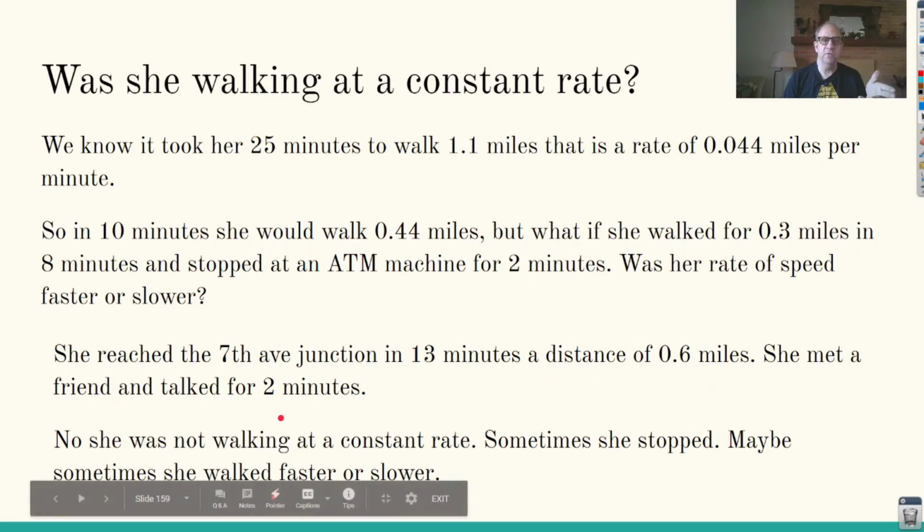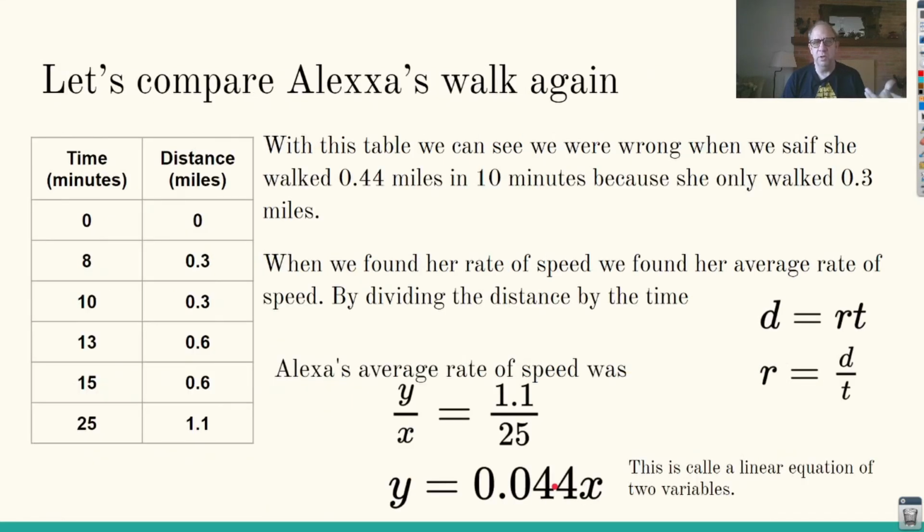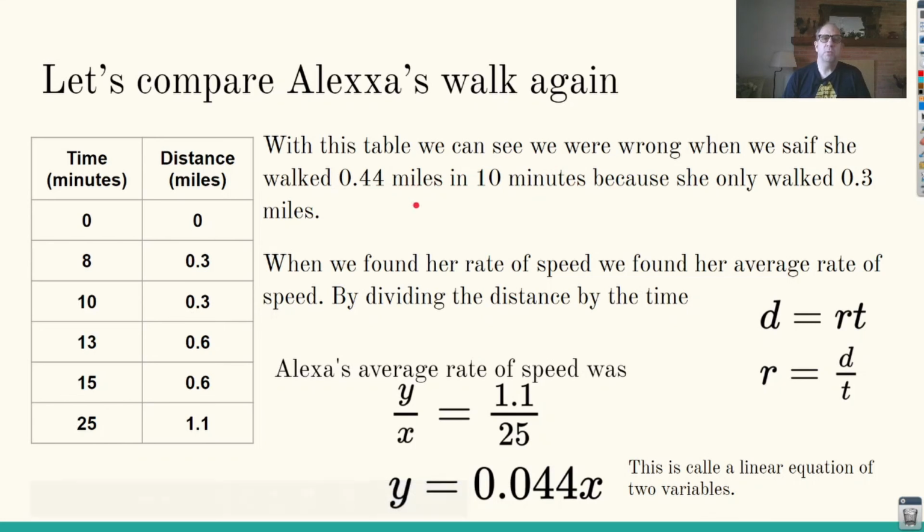She met a friend and talked for 2 minutes, so now she has another stop. No, she was not walking at a constant rate. Sometimes she stopped, sometimes she walked, sometimes it was faster, sometimes it was slower. Okay, so with this table, we can see we were wrong when she walked 0.44 miles in 10 minutes, because she only walked 0.3 miles. So in the 10 minutes, she walked 0.3 miles.